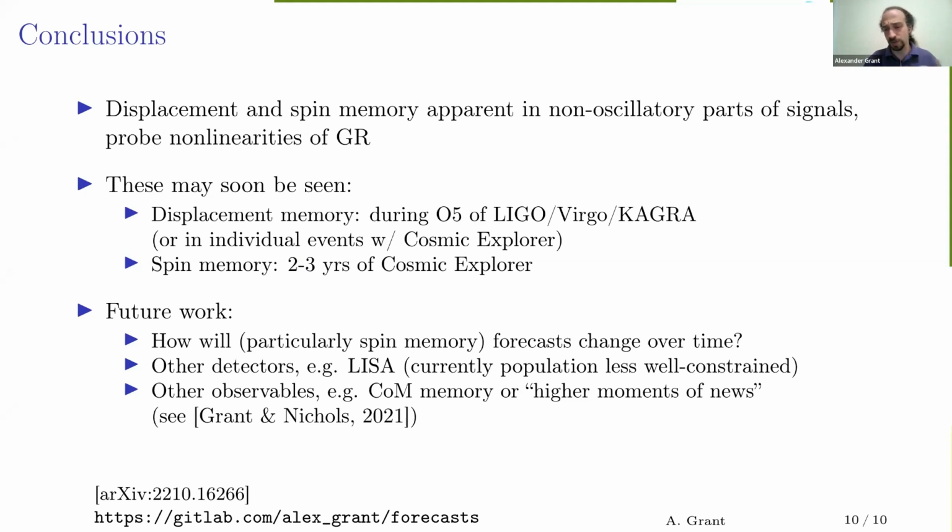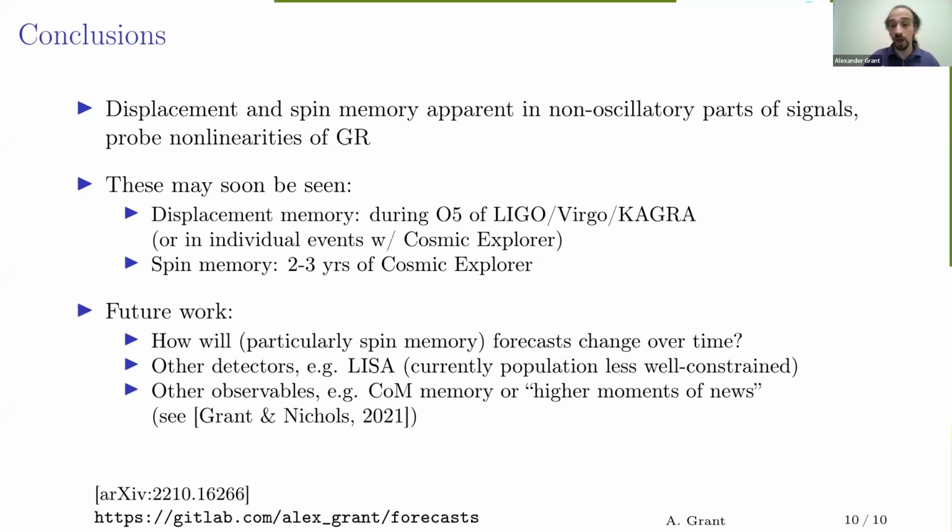there's a question, especially for the spin memory, where things depend very heavily on the population at higher redshifts. How will these forecasts change over time as we learn more about the population? Moreover, there's the question of using other detectors, for example, LISA. Here, we used Cosmic Explorer instead of LISA simply because the population for Cosmic Explorer was better constrained. But in principle, one could do a similar type of analysis for LISA and the spin memory.